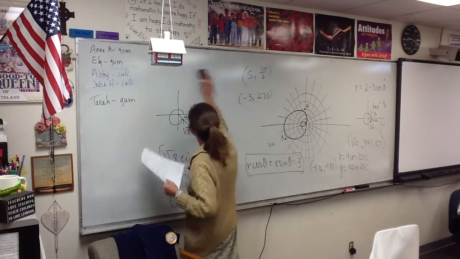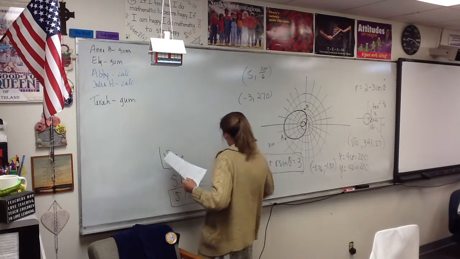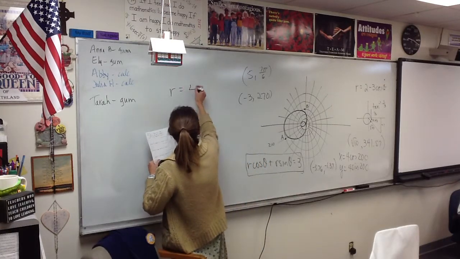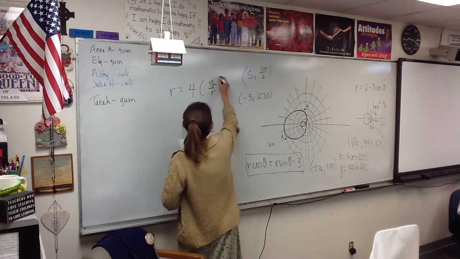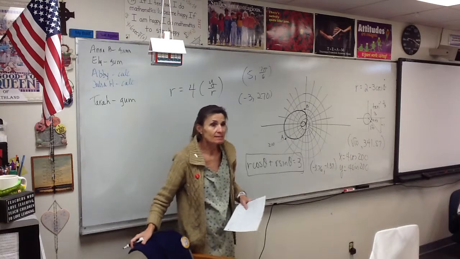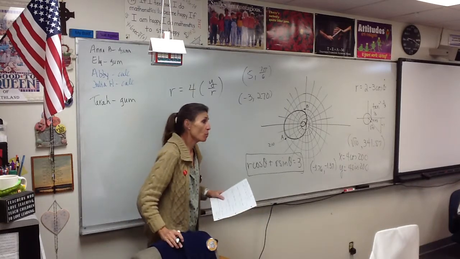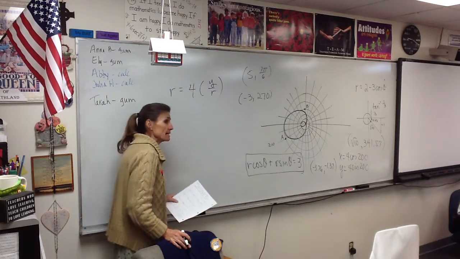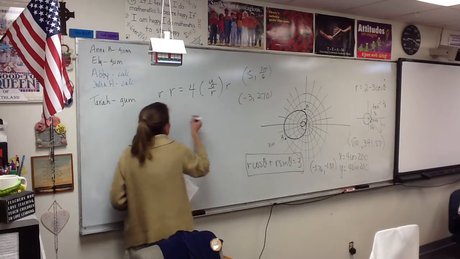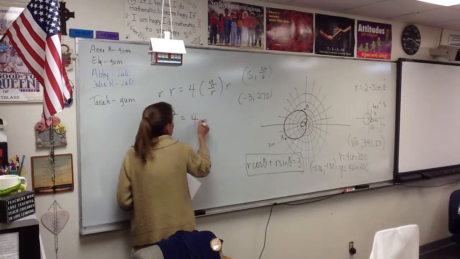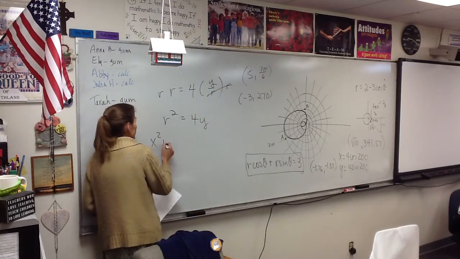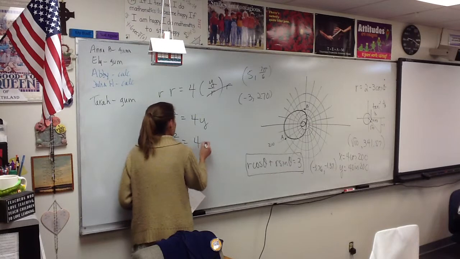Number 4. R equals 4 y over R. Jabron is exactly correct because sine is y over R. Second step. Then you multiply by R on each side. R squared equals 4y. Then it'll be x squared plus y squared equals 4y. Done.